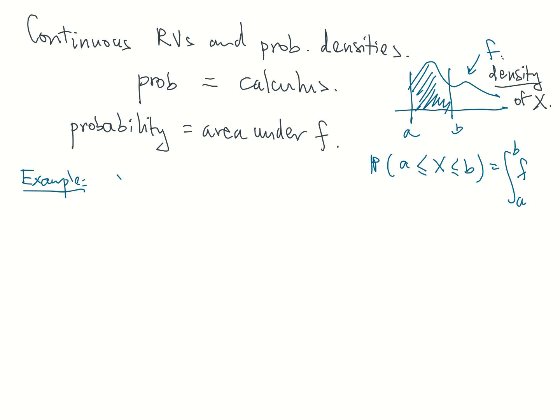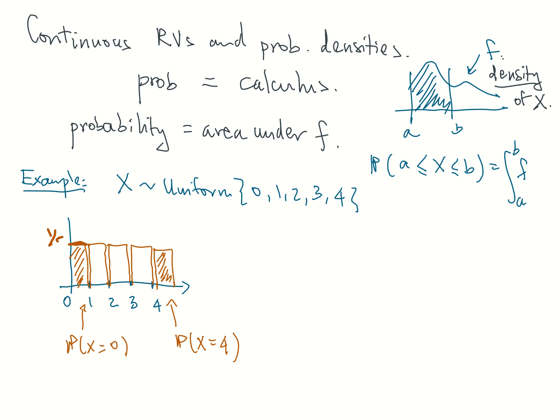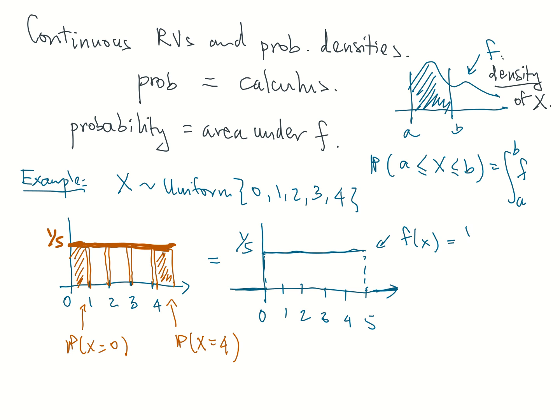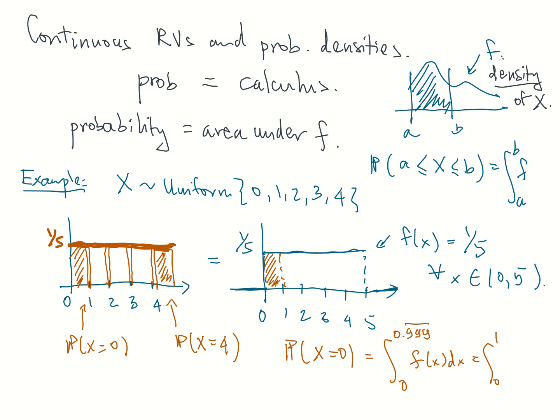For example, if x is the discrete uniform between the values 0, 1, 2, 3, and 4, then I can represent the distribution of x by this histogram. I think of this histogram as a constant function of value 1 over 5 for all x between 0 and 5. This function allows us to express probabilities involving x as an integral. For example, probability of x equal to 0 is the area under this curve from the interval 0 to 0.99999, and this is 1 over 5.